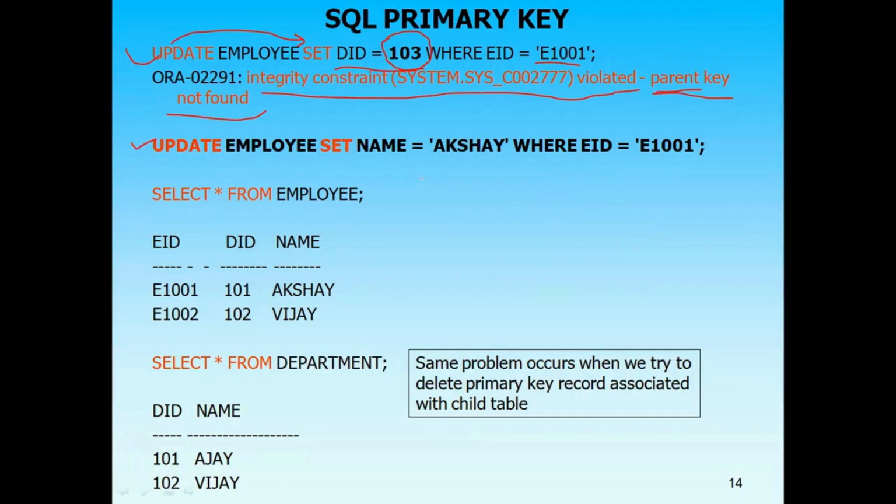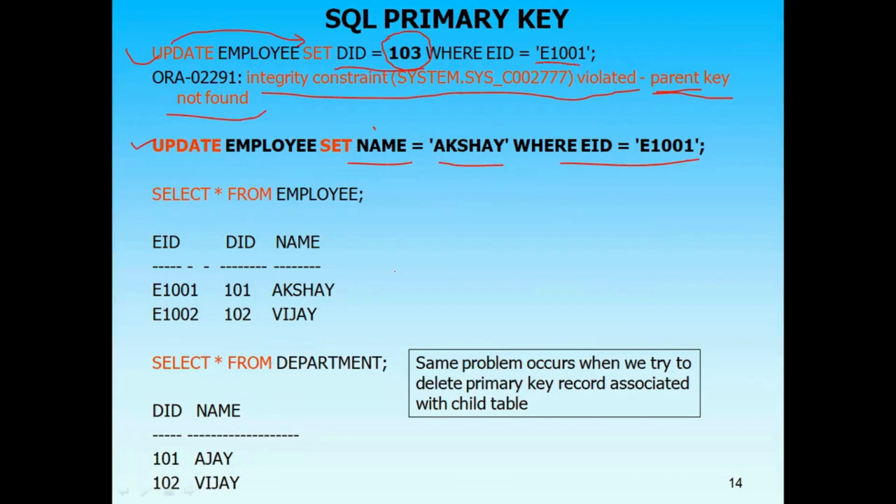If you want to update a value in a table that is not associated with any other table, for example, here I'm trying to change the name of the employee, right? Update employee set name equal to Akshay. Now this name is filled in the employee table. I am trying to update the name of the employee where employee ID is 1001. Previously the name of the employee was Ajay. Now I have made it Akshay, right?